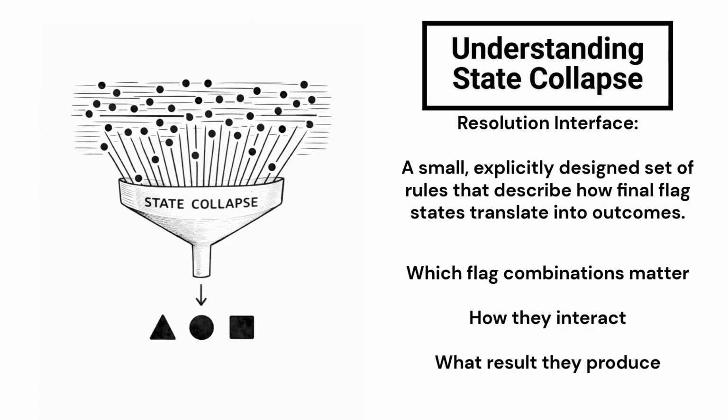State collapse is driven primarily by our defined resolution interface, the small, explicitly designed set of rules that describes how final flag states translate into outcomes. And we have already generated the variables involved in reverse design. Our resolution interface will define which combinations of flags matter, how those combinations interact, and what results they produce.